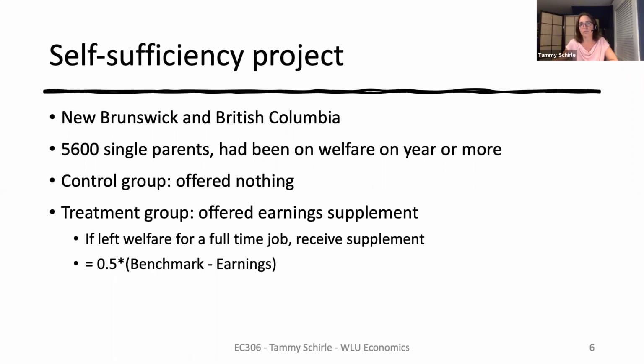The control group remained on social assistance with no changes, but were interviewed before and after the experiment began to offer a baseline for labor market decisions without any new programs. The treatment group was offered an earnings supplement. So if they were in New Brunswick, there was a benchmark set at $30,000. If, for example, they earned $20,000, they would get a supplement equal to $5,000, or half that difference.